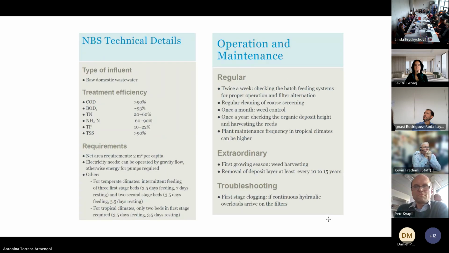And those are the efficiencies of this system. As you see, a lot of BOD, COD, total nitrogen, especially removal of ammonia converted to nitrates. And the area requirement is not like horizontal wetlands, which is 4 or 5. In this case it is more or less between 1 and 2 square meters per person.